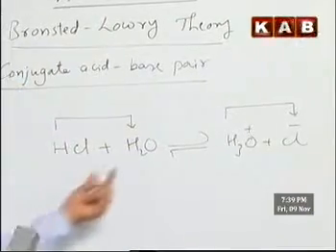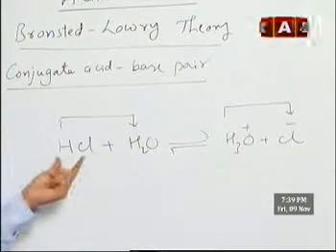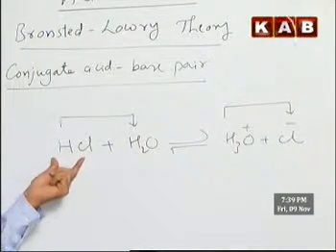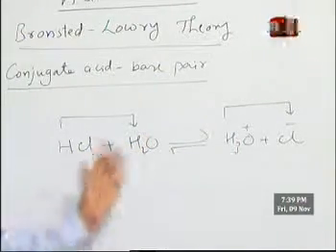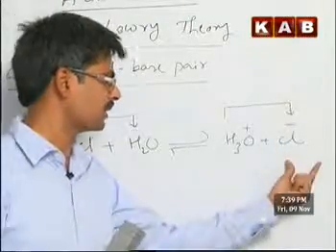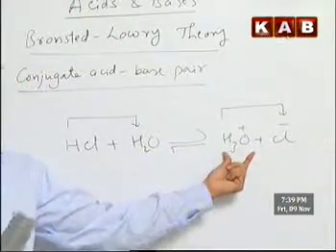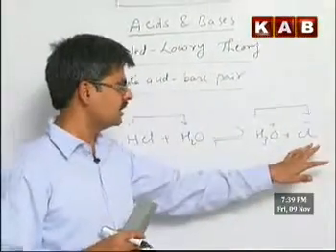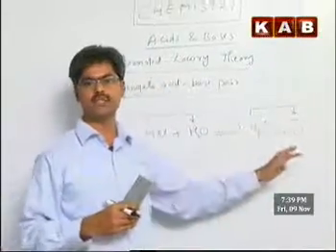And if you look at the relation of water and Cl minus, water is accepting hydrogen, or proton, from HCl. So water is considered to be a base in the forward reaction. And in the backward reaction, hydronium ion is giving a proton to Cl minus. That implies Cl minus is accepting a proton from hydronium ion. Therefore we can say that Cl minus is a proton acceptor, nothing but a base for us.